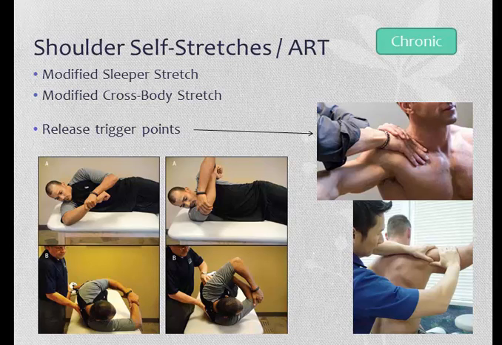Maybe a little bit different self-stretch program that he can be working on, especially if this patient is a baseball player, is the modified sleeper stretch to stretch the posterior capsule, as well as working on a cross body stretch. Okay. If I need to work on a trigger point, I can try to do maybe active release technique. So finding the tender spot, keeping the pressure, and then asking him to move.